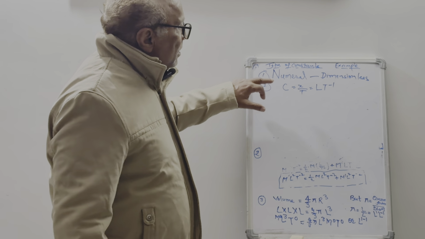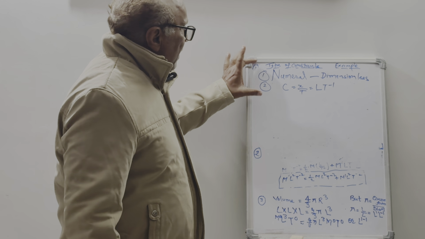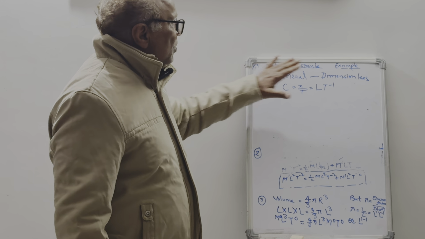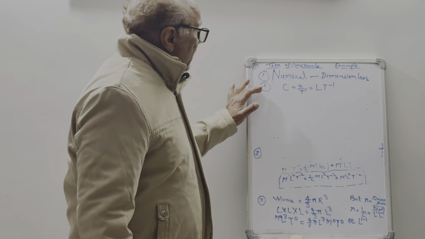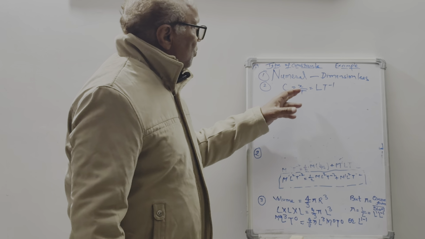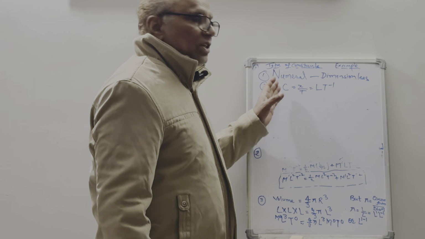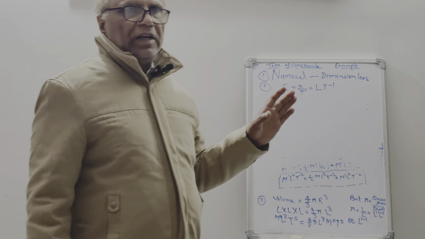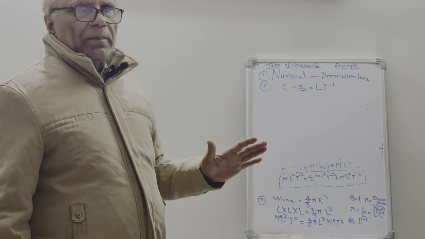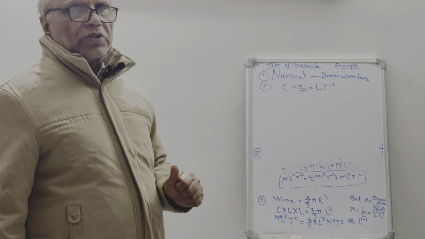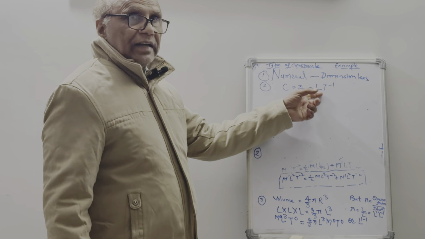Therefore, we have seen two kinds of dimensions. One is numeral, which does not have any dimension at all. The second case is where we have constants, where the dimension is there, but these are constants. These are normally used to normalize the equation, to balance the equation on two sides. These are constants with dimensions.